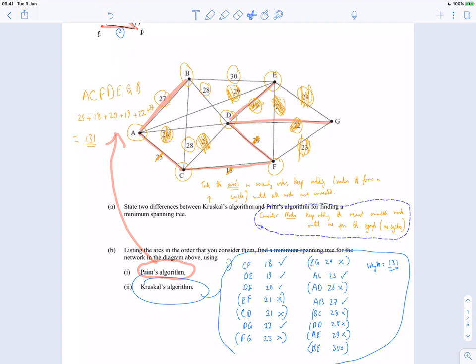No, I had it right the first time. Okay, so Kruskal's was done in blue. Prim's was done in orange. I've done them in a bit of a wonky order, but that's the right way around.